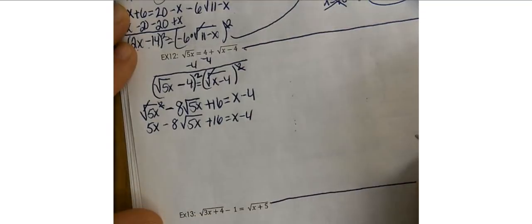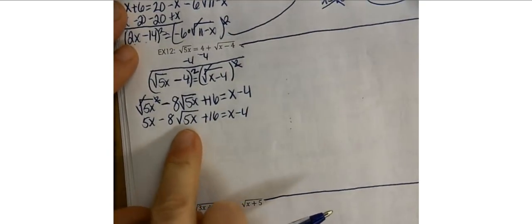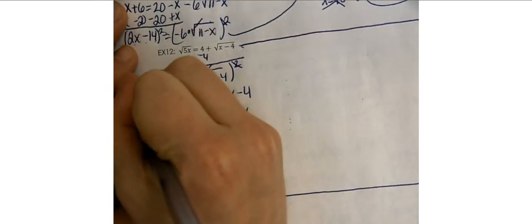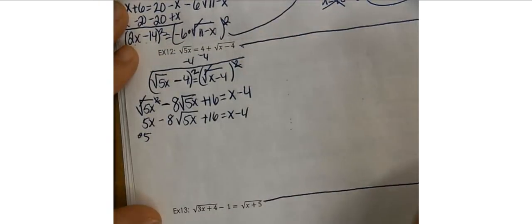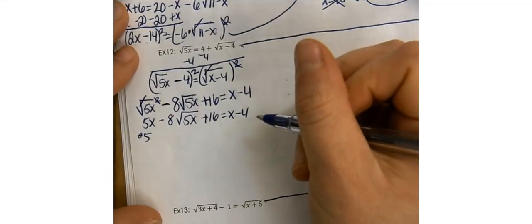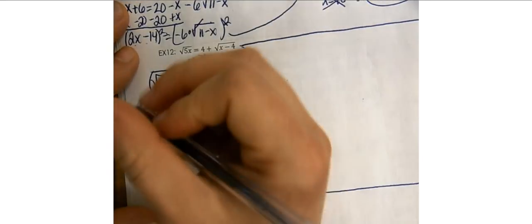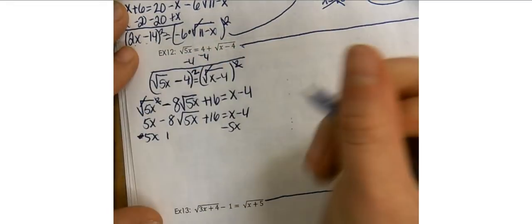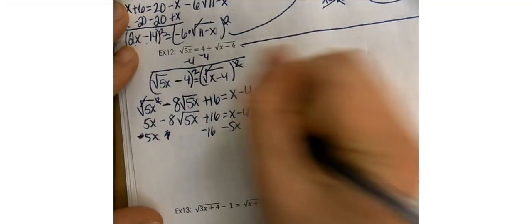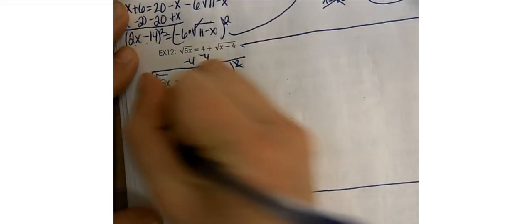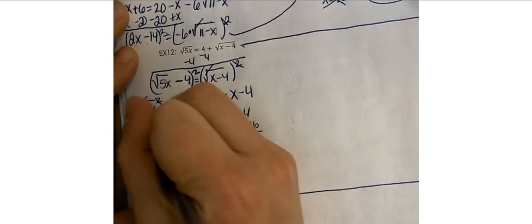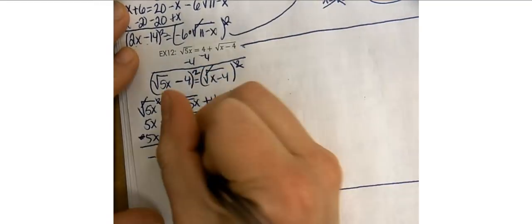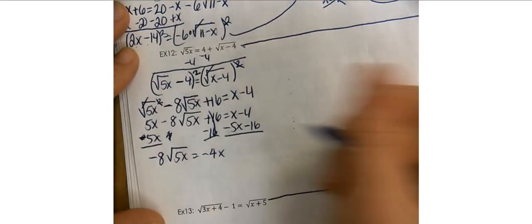I need to get this root alone with the number next to it, so what I'm going to do is subtract 5x on both sides, and I'm going to subtract 16 on both sides, excuse me. And by doing that, we have negative 8 times the square root of 5x is equal to negative 4x minus 20.